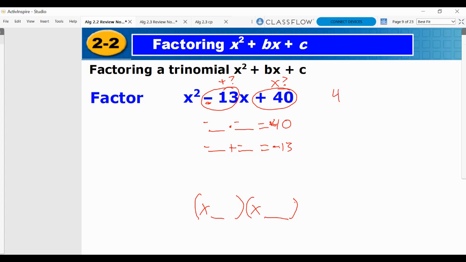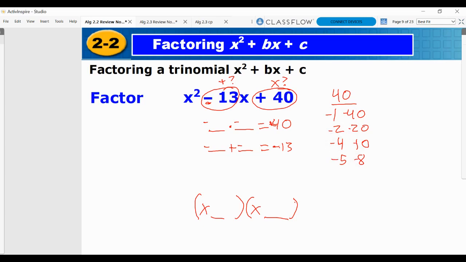All right, so if we write out our factors of 40, we've got 1 and 40, 2 and 20, 4 and 10, and then we also have 5 and 8. So there are our factor pairs of 40. You want to find the ones where both are going to be negative, so we can put negative symbols on each of them.